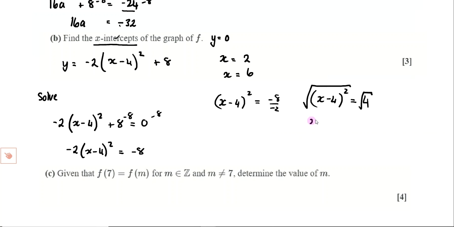Well, I get x minus 4 on one side, but what do I get on the other side? 2. Do I get anything else? Because the square root of 4 is also negative 2. All right? So now what do I get? I've got x minus 4, so I need to add 4 to this one, which leaves me with x equals 6. And I need to add 4 to this one, which leaves me with x equals 2.